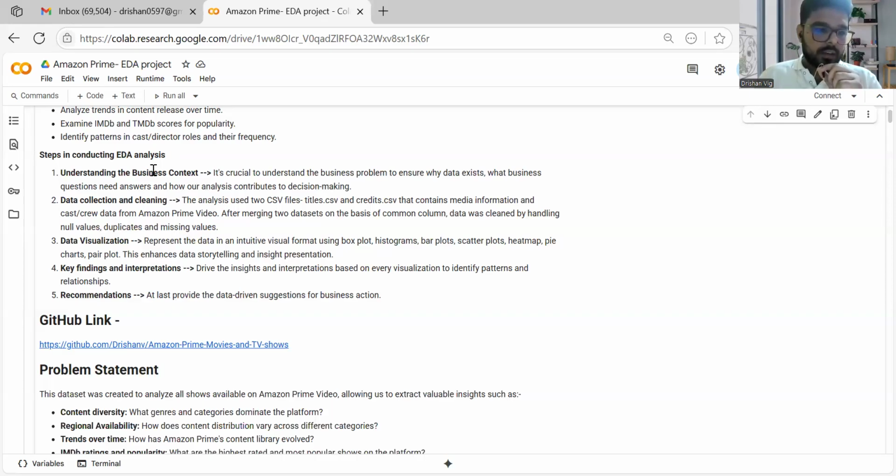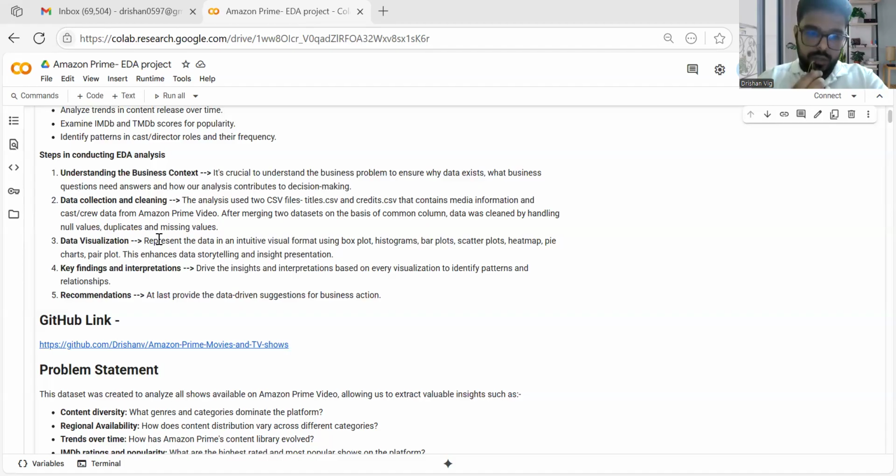The second one is data collection and cleaning. Our analysis consists of two files. The first one is title.csv and the second one is credit.csv, which contain media information and cast and crew data from Amazon Prime Video. We merge these two data sets on the basis of a common column. We will discuss it later.